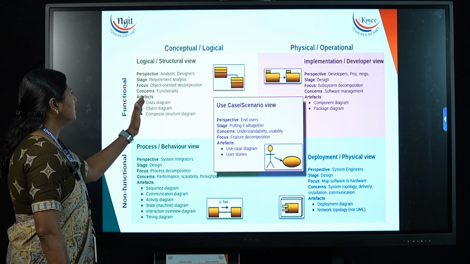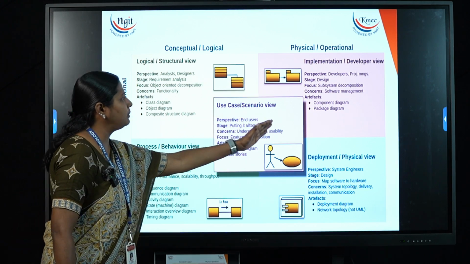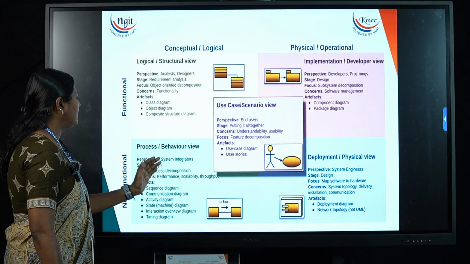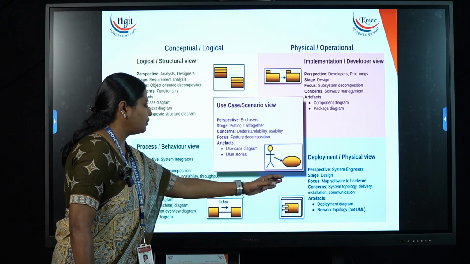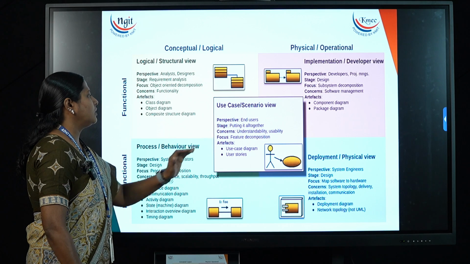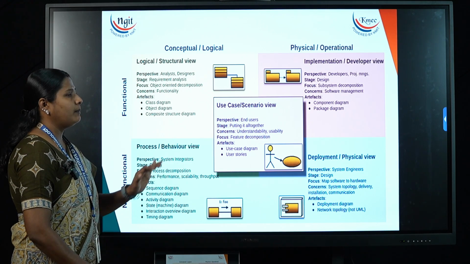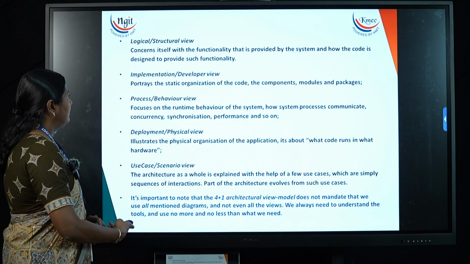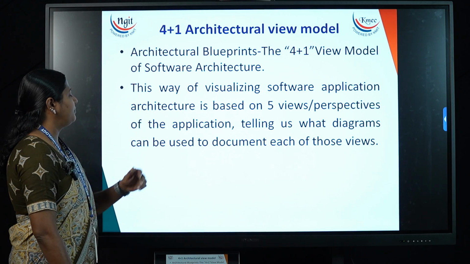The first one is the logical or the structural view. The second one is the implementation or the developer view. The third one is the process or behavior view. The fourth one is the deployment or the physical view. And the fifth one is the use cases or the scenario view. This is an example of a software architecture.